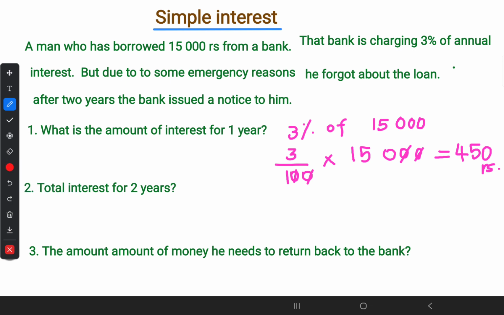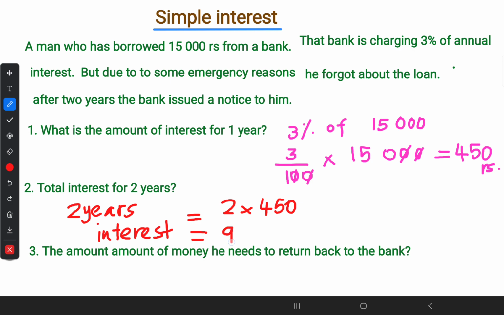Since it is simple interest, for the first year, you need to pay 450. There is an additional year. For that year also, you need to pay another additional 450 rupees as interest. So here you need to find the interest for 2 years. Because for 1 year, we got it as 450, likewise, what would be the interest for 2 years? So you need to multiply 2 times 450. It will give you 900 rupees. So the total interest he needs to return back is 900 rupees.